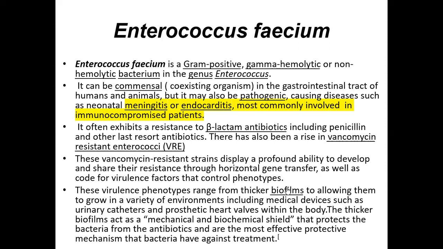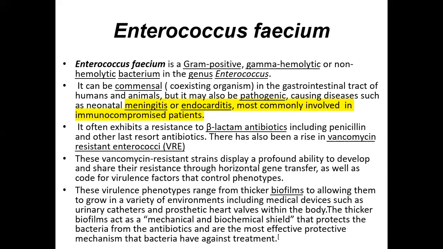It can be a commensal, coexisting organism in the gastrointestinal tract of humans and animals, but it may also be pathogenic, causing diseases such as neonatal meningitis or endocarditis, most commonly in immunocompromised patients. It often exhibits resistance to beta-lactam antibiotics, including penicillin and other last resort antibiotics. There has also been a rise in vancomycin-resistant enterococci.